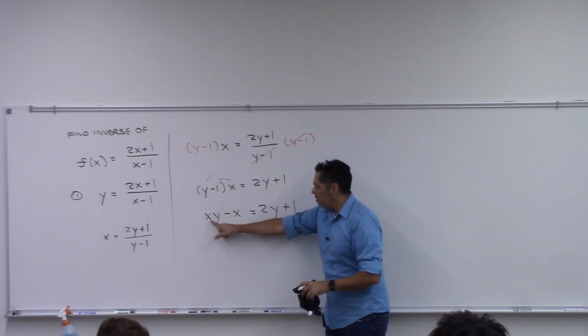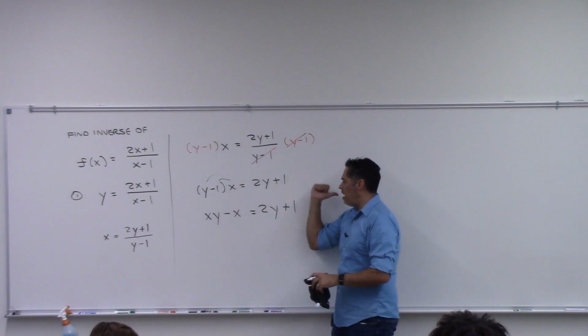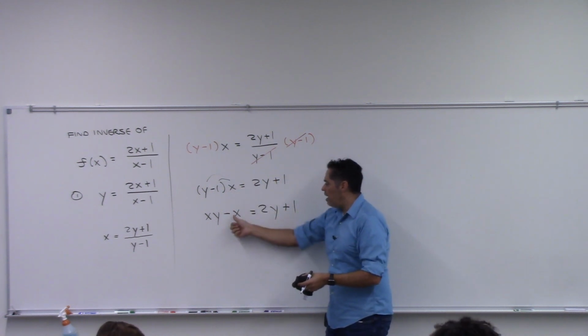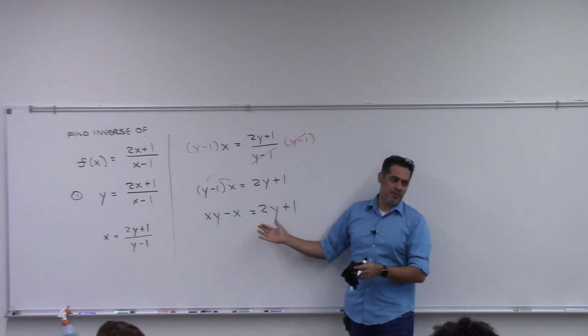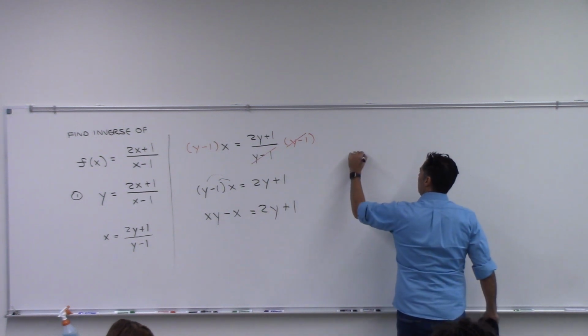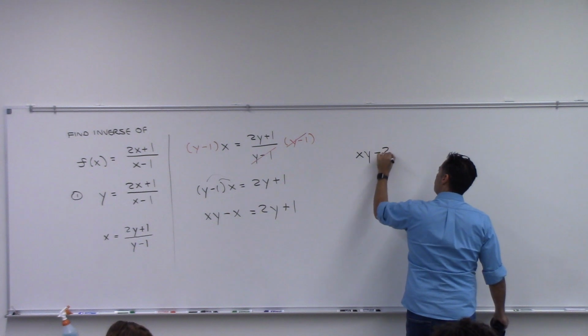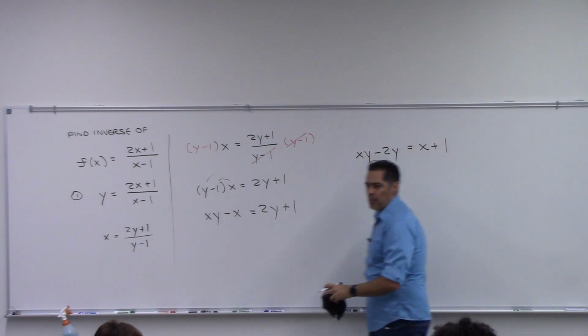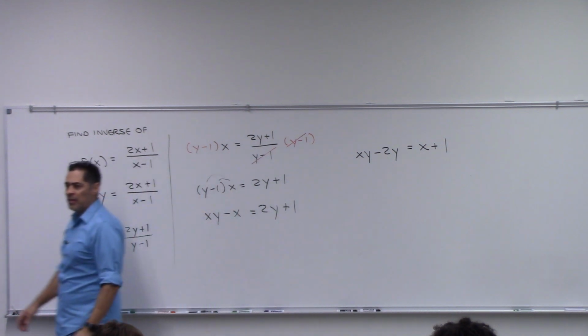So I'm going to leave this here. I'm going to move this to the other side. I'm going to move this to the left. So basically I'm going to add x on both sides. I'm going to subtract 2y on both sides. So I should get xy minus 2y equals x plus 1. Right? That's just me moving things around.